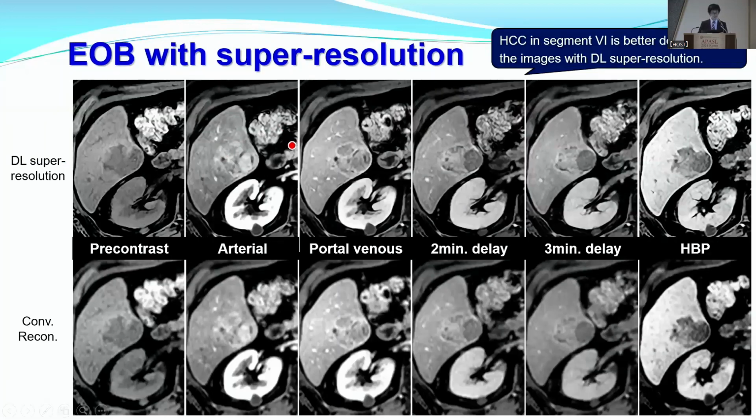So these are all the dynamic phase images in the gadoxetic acid enhanced MRI. Hepatocellular carcinoma is located in segment 6 of the liver, showing arterial phase hyper-enhancement followed by washout and heterogeneous hypointensity in the hepatobiliary phase images. When compared with the conventional imaging, deep learning super resolution images can clearly delineate the tumor contour.